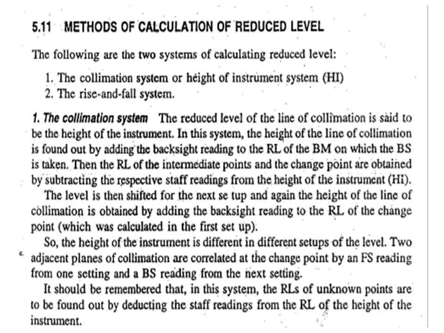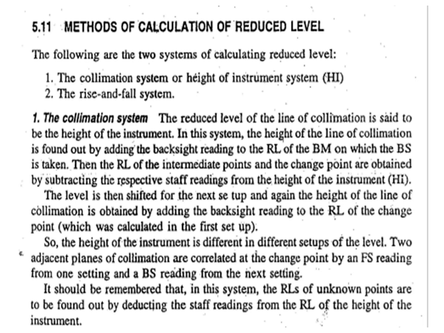First of all, we are going to see the collimation system or collimation method, in which the reduced level of line of collimation is said to be height of instrument. In this system, the height of line of collimation is found out by adding the backside reading to the RL of the benchmark, on which the BS is taken. Then the RLs of intermediate points and the change points are obtained by subtracting the respective stop reading from the height of instrument, that is HI.